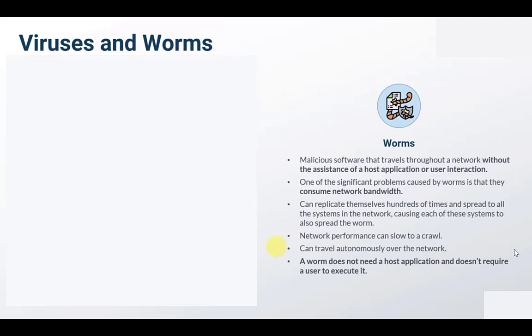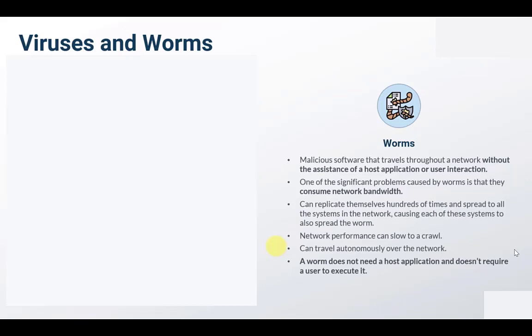Worms are also malicious software, malicious code that travels throughout the network without the assistance of a host application and user interaction. So the basic difference between worms and viruses is that the worm can propagate itself. It does not require any application or any user interaction to spread to other systems. A characteristic of worms is that they can replicate themselves without the interaction of the user.